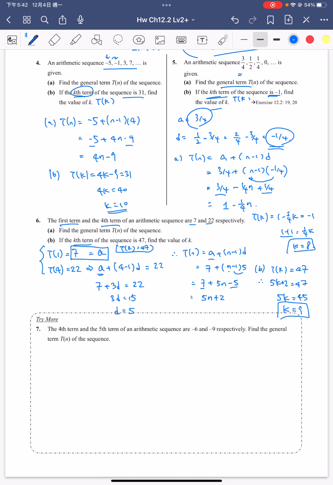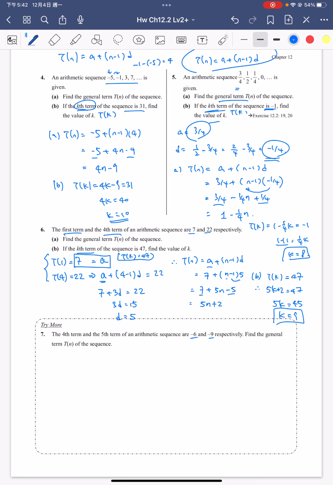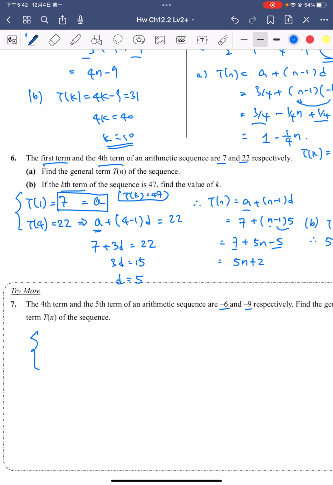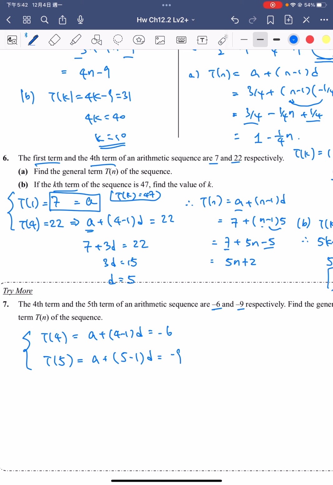Okay, so for question 7, the fourth term and the fifth term are equal to -6 and -9. First of all, I can just write them out. T4 can be represented by a plus 4 minus 1 times d, and the answer is equal to -6. Then we have T5 equal to a plus 5 minus 1 times d, and that's equal to -9. Now we have these two equations, we can simplify to get a plus 3d equal to -6, and a plus 4d equal to -9.